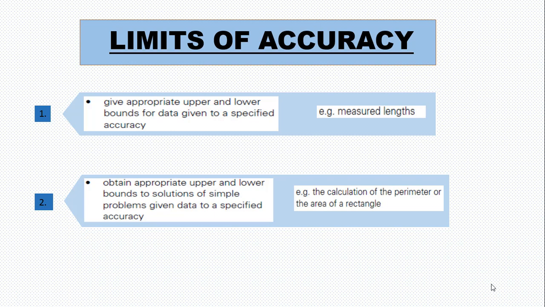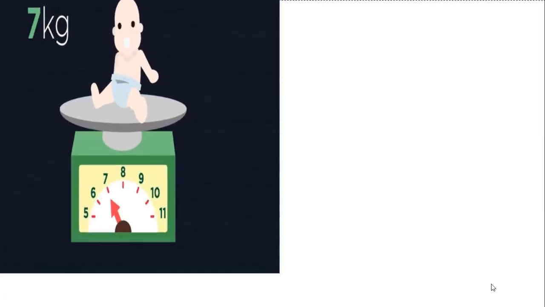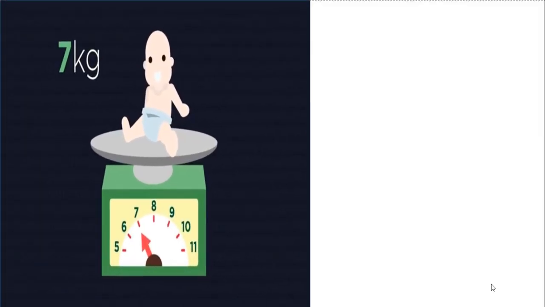Students, remember, all measurements are approximate. They are given to their nearest specific units. It can be kilogram, milligram, millimeters or centimeters. Let's dig deep into this topic with a practical example. In the given figure, a weighing scale is given which is calibrated to the nearest kilogram. A baby has a mass of 7 kg. What could be the lowest mass of the baby that will be rounded off to 7?